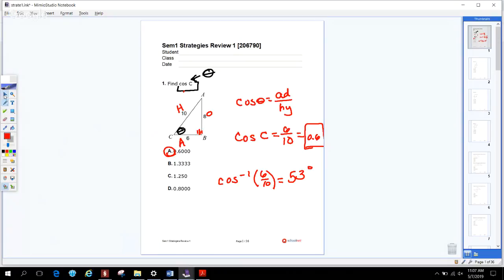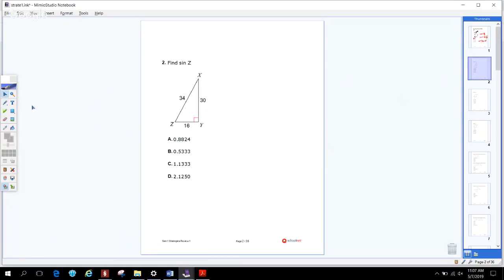So let's take a look at the next question. Here it wants us to find sine Z. Again, Z is the angle we're talking about. That's our theta. Sine is opposite over hypotenuse. So this is our hypotenuse. This is our adjacent. This is our opposite. So we're going to do 30 divided by 34. And when you get that answer, you get 0.88.